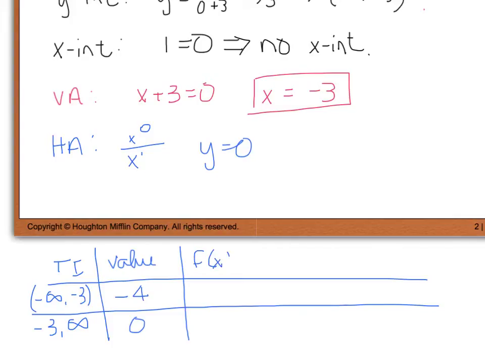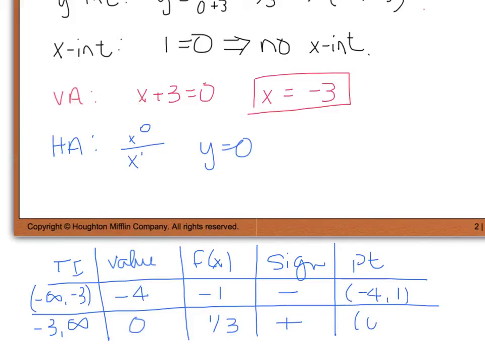So I have f of x equals, well, if I plug a negative 4 in, I end up with negative 1. And if I plug a 0 in, I end up with 1/3. Then I notice the sign difference. I notice that I had a negative sign here and a positive sign here. So then I'm going to graph a point. So this will be our point, and I have the points -4, -1, and 0, 1/3.